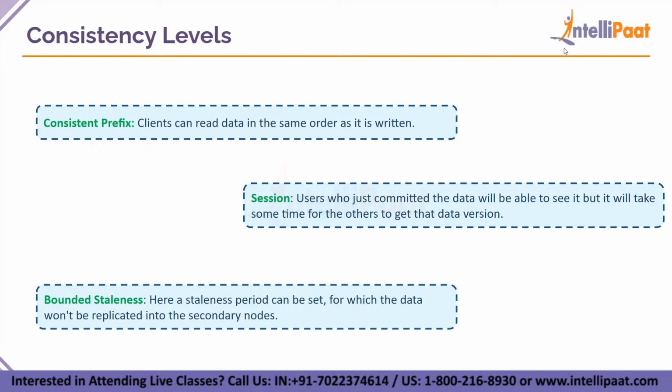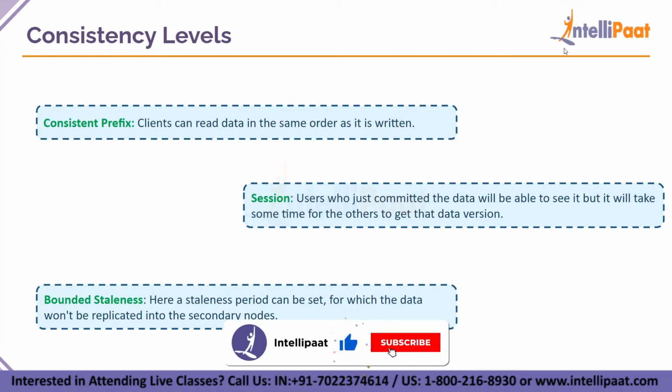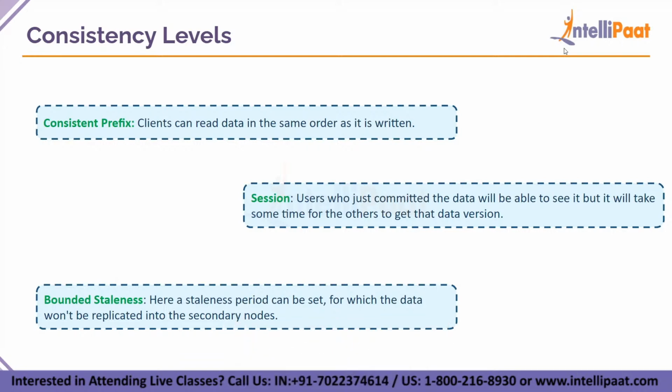So they are consistent prefix. In consistent prefix, the client can read data in the same order as it is written. For example, if someone is committing data in the order as first A is committed, then B, C, and D, a user reading it will also get the data in the same order, first A, then B, C, and D. So that is what consistent prefix is. In session, users who have committed the data will be able to see it, but for the other people, it will take some time for the data to get replicated to their location. So that is what session is.